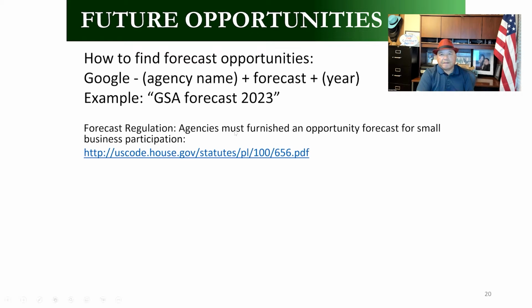And so the best way to find forecasts is just to go to Google, put in the agency name, put the word forecast, and put the year into it. So for example, GSA forecast 2023. There's a lot of 2023 forecasts now because we are towards the end of the 22 fiscal year already.